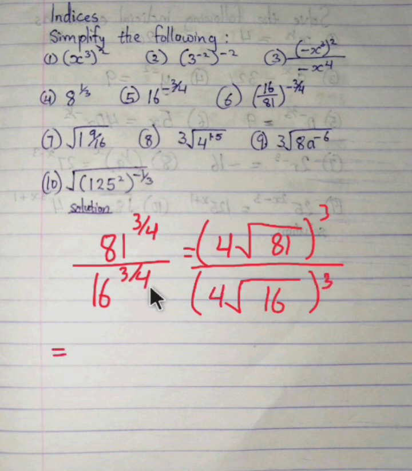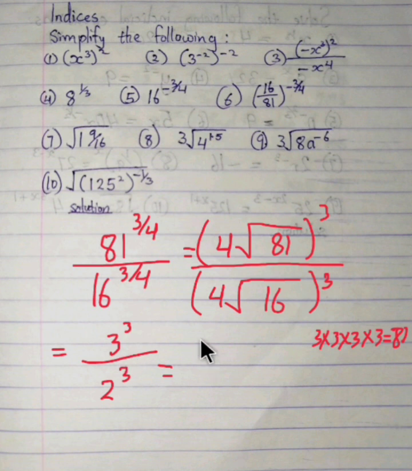So from the numerator, what number do we multiply 4 times that will give us 81? That is going to be 3. 3 times 3 times 3, 27 times 3, 81. So that's going to be 3. So we have 3 raised to power 3 over, in our previous video we solved this, 4 root 16. If we multiply 4 times, we're going to have 16. That's going to be 2.